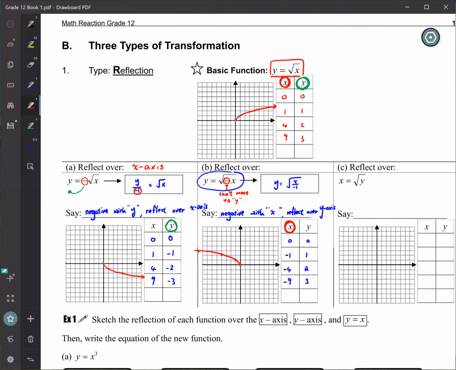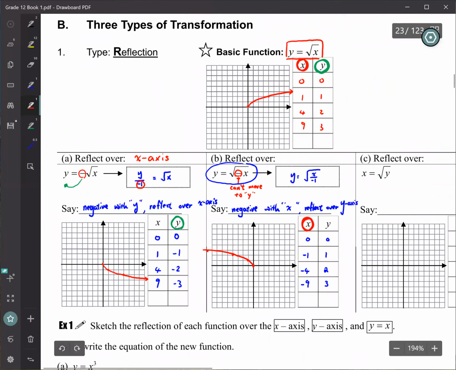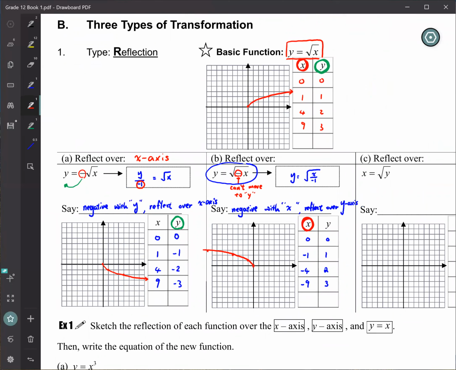So please open your mic one more time. Let's repeat the two sentences together. Everybody, Donna, okay, all right. Let's say together, negative with x. Everyone? Negative with x. Then what? Reflect over y-axis. Good. I said negative with y. Did I?